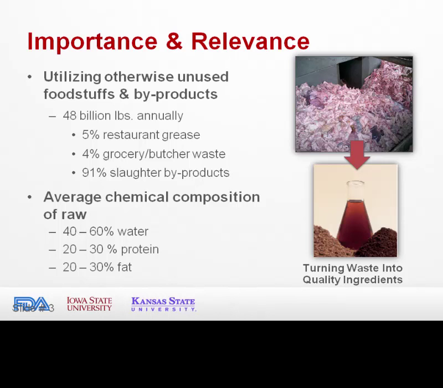The percentage of live weight of carcasses that would otherwise go unused includes 49% of the live weight of a beef cattle carcass, 44% of pork, 37% of broiler chickens, and 57% of fish. Importantly, the chemical composition of rendered ingredients is generally very desirable as animal feedstuffs. On average, raw ingredients are approximately 40 to 60% water, 20 to 30% protein, and 20 to 30% fat.